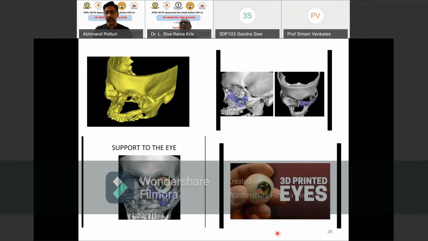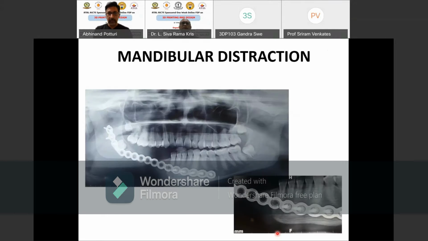A lot of things. Organ printing is coming up nowadays. We are printing not just the metal plate or the acrylic bone, but we are almost reaching a stage where we are able to print bone with bone-like material. That kind of revolution is happening in 3D printing. I will show you some videos and some slides on that also, so that you will be able to understand.